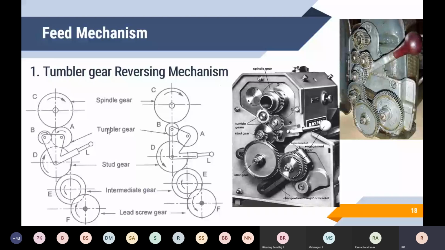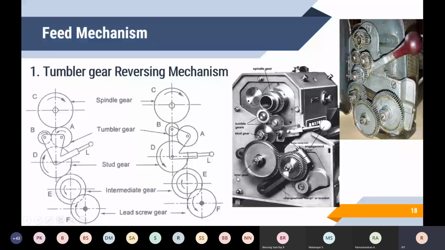In some industries or manufacturing units where thread cutting or similar activities require automatic feeding, this mechanism is easily used. So when we engage the tumbler gears, we automatically get the clockwise rotation of the lead screw gear. When we engage with the bracket, we automatically get the anti-clockwise direction of the lead screw gear.